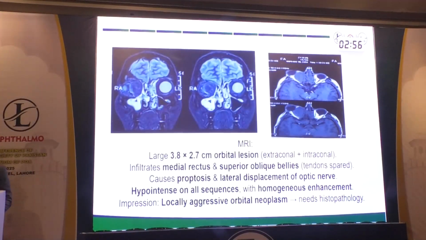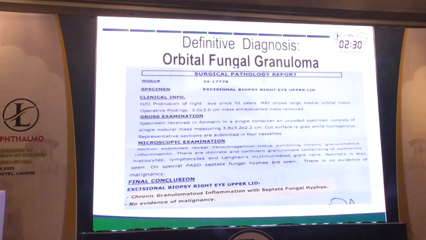On MRI, we can appreciate this lesion. It was a large lesion, extraconal as well as intraconal, which was infiltrating the medial rectus and superior oblique bellies, and which was causing the proptosis and lateral displacement of the optic nerve, which was hypo-intense in all sequences, and homogeneous enhancement was seen. It was a locally aggressive orbital neoplasm, for which we went for the histopathology, and we found that it was an orbital fungal granuloma.